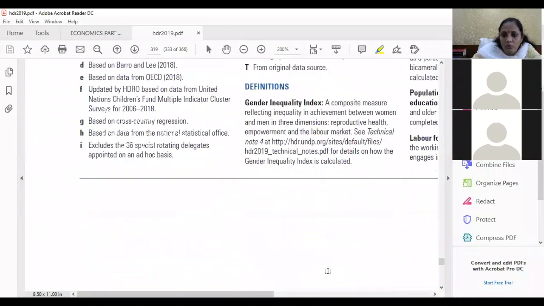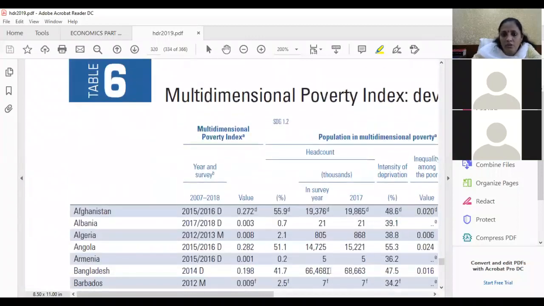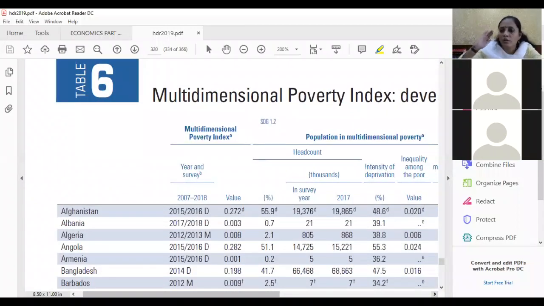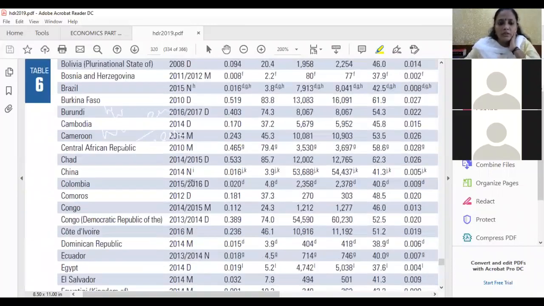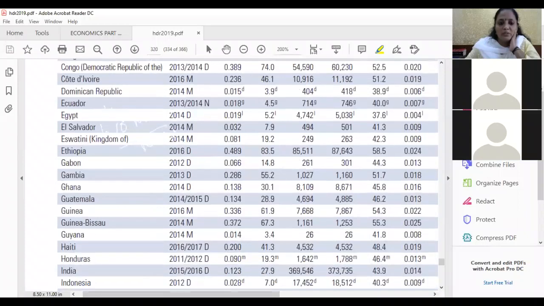So now we come to the last indicator, which is multidimensional poverty. Here, there is no category called very high human development, and high human development countries will not come. They have been arranged in alphabetical order, because poverty is a major issue only in certain countries. According to this multidimensional poverty table, you can very easily find where India is in the alphabetical order.